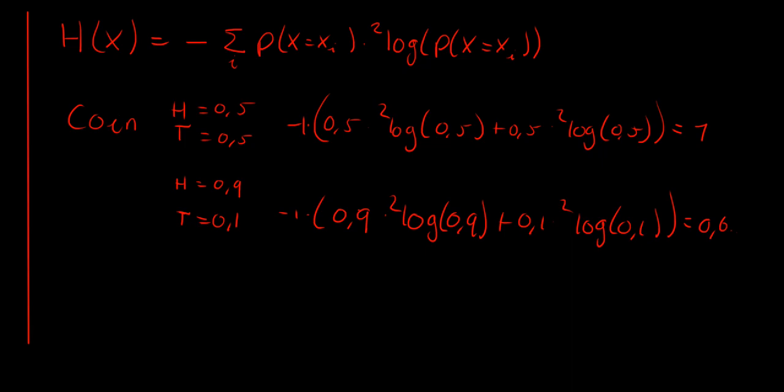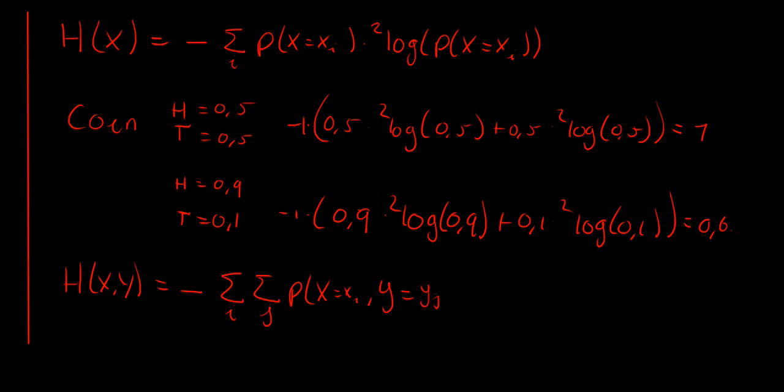Now, as we had joint probabilities, we also can look at a joint entropy, which means we are just looking at a sum, actually two sums, because we have two outcome spaces, an x and a y. We look at the probability that x is a specific xi and y is a specific yj, multiplied with the log base 2 of the probability again of x is xi and y is yj. This is how you calculate the joint entropy.